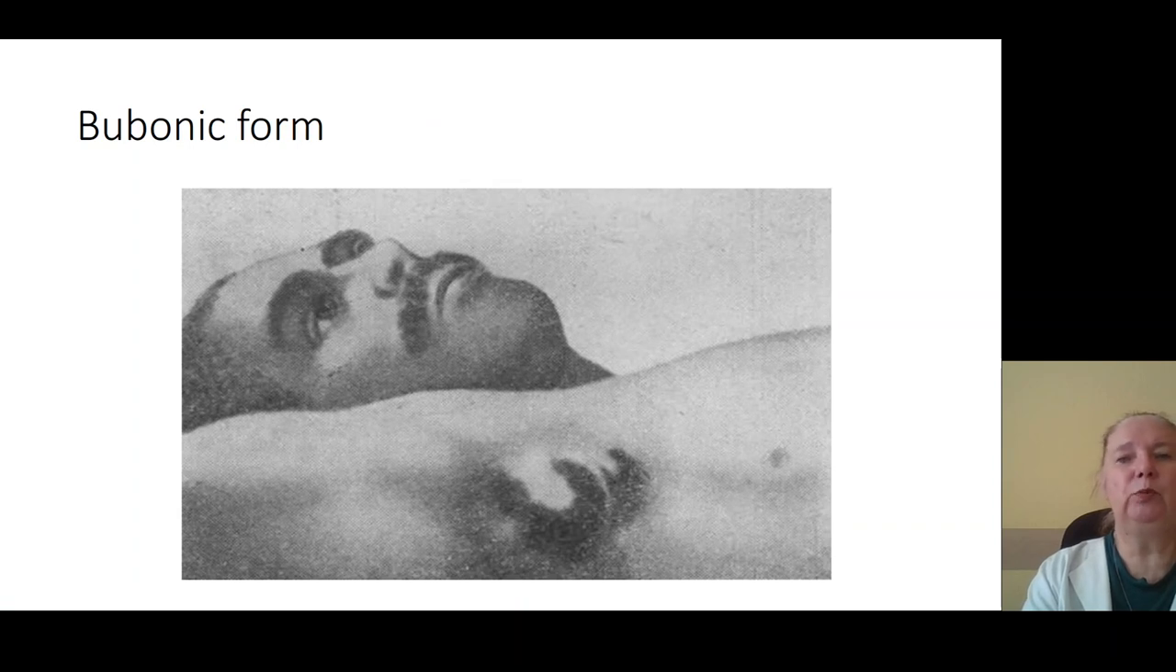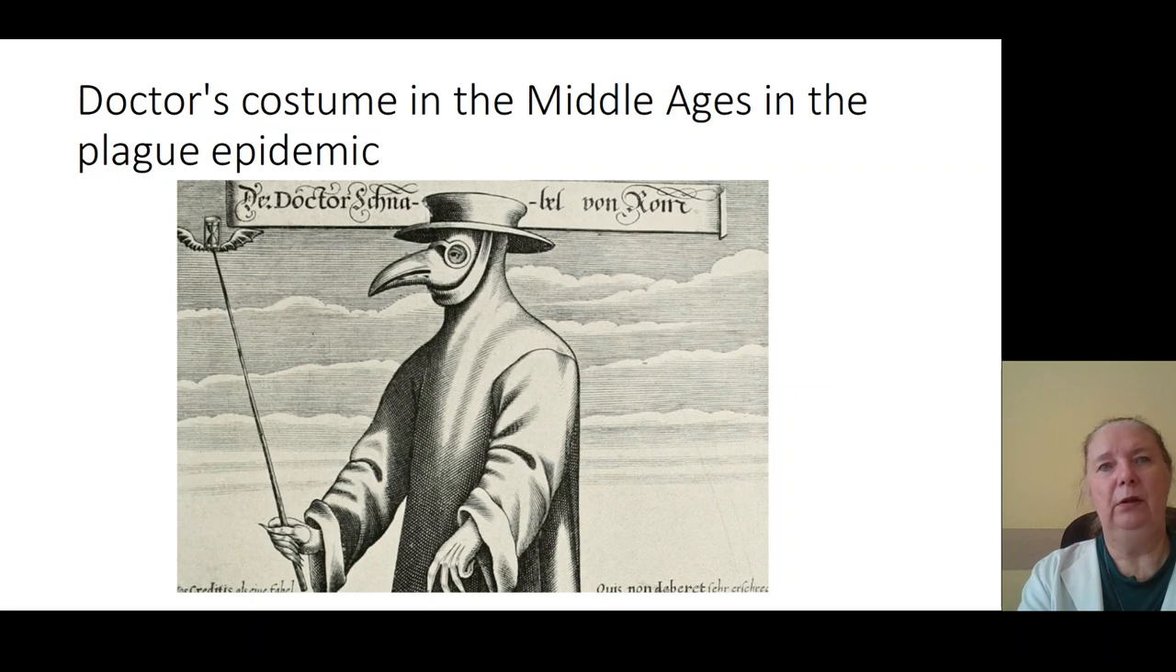So you see bubos in regional lymphatic nodes. You see massive bubos with peritonitis, with purulent exudation in the patients. Yes, it is a mask of the doctor who treats patients with plague. In the Middle Ages, the doctor's costume during the epidemic of plague in Europe. Those masks were for prevention, against respiratory and contact mechanisms of transmission.